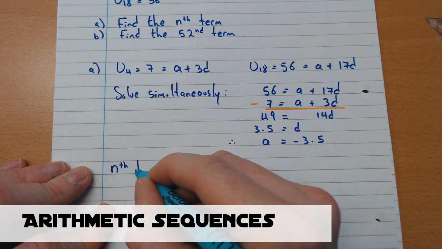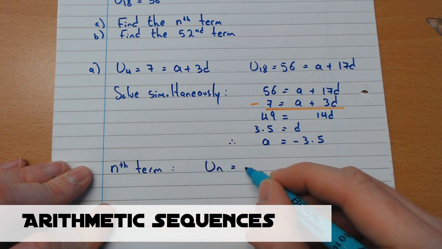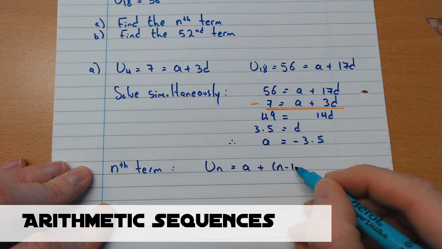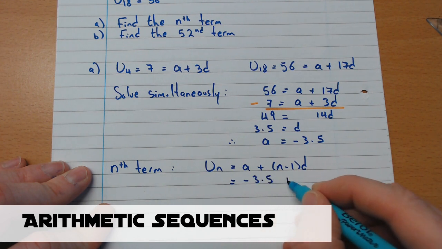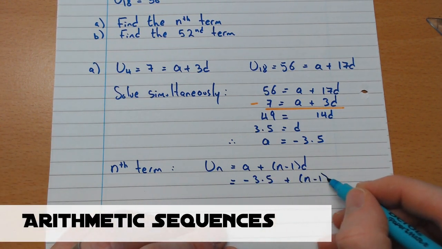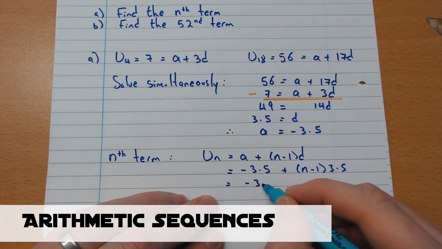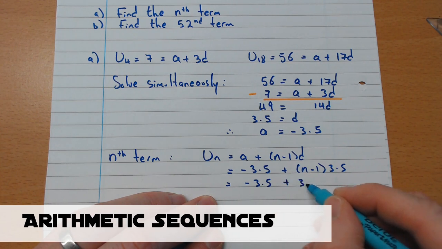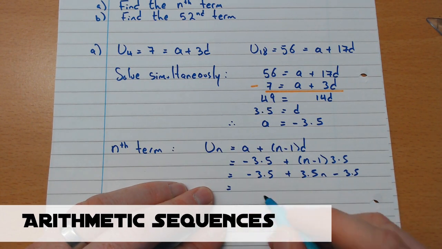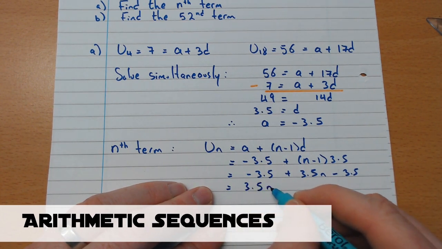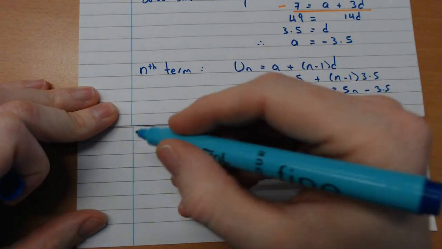Now, to find the nth term, again, I'm going to start by writing down my nth term rule. Always write down the rule first, then substitute your values in. A plus n minus 1D, plug in our values for a and d, so minus 3.5 plus n minus 1 times 3.5. As before, multiply your brackets out, so negative 3.5 plus 3.5n minus 3.5, take care with your minus signs, so you should have 3.5n, take away a 7, or minus 7 plus 3.5n, it's the same thing.